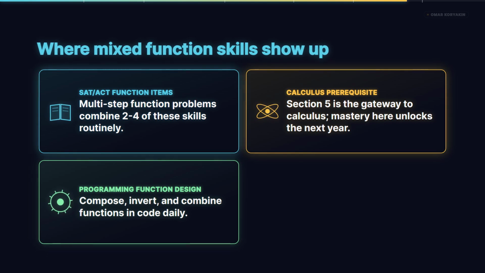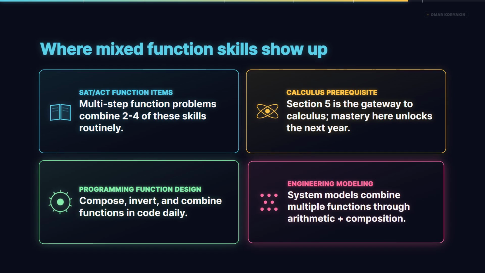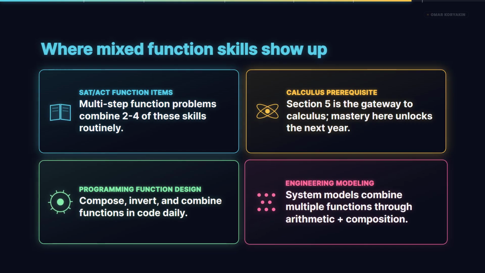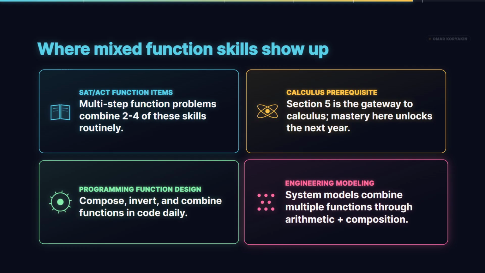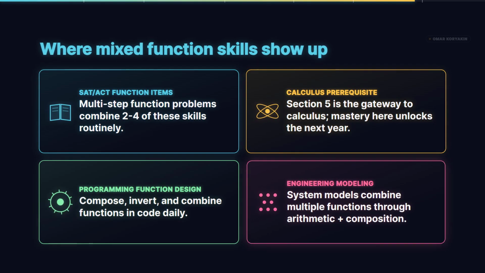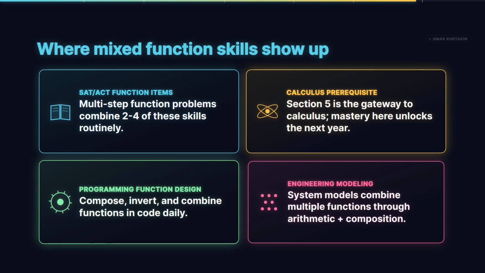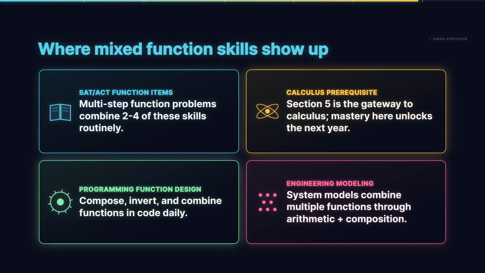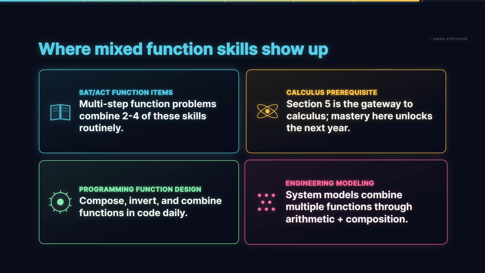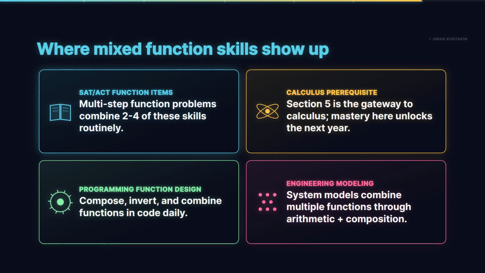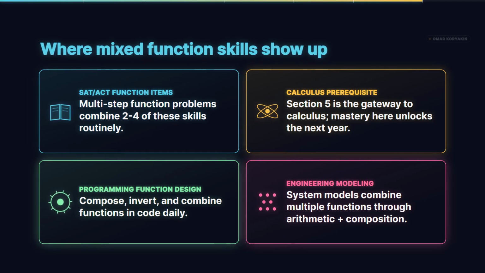In engineering modeling, complex systems are decomposed into component functions and recombined through composition and arithmetic to produce overall system models. Filter chains in signal processing, control loops in robotics, multi-stage manufacturing models, and many other applied scenarios rely on the same toolkit you built across Section 5. Engineering analysis at the conceptual level is essentially function analysis applied to specific physical or digital systems, and the Section 5 skills are foundational across the entire engineering curriculum.